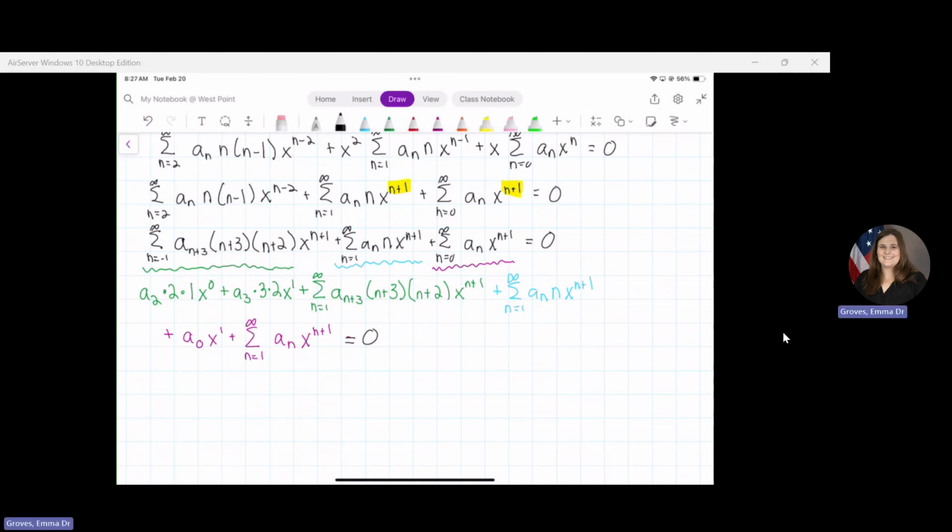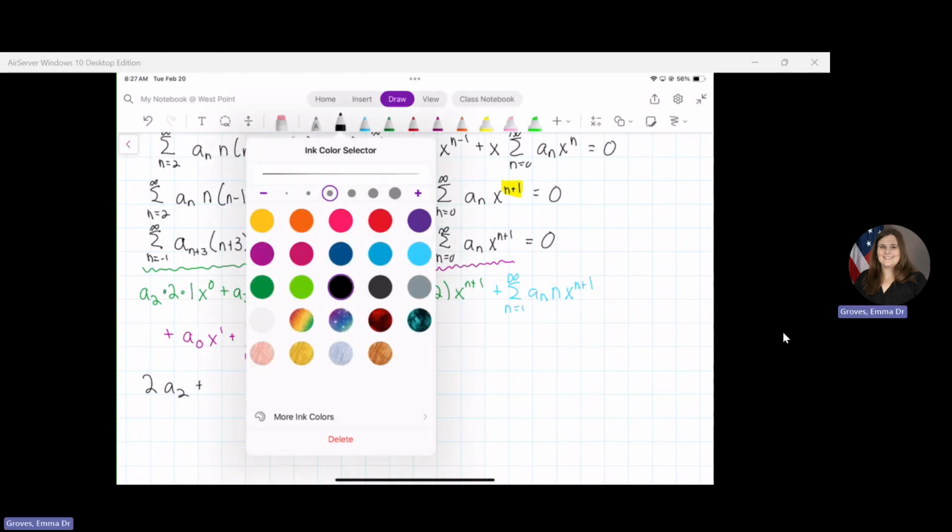So let's try and group some things together. My constant term is going to be 2a2, because my only term with an x to the 0 was that first thing right here. And x to the 0 is just 1. So good.